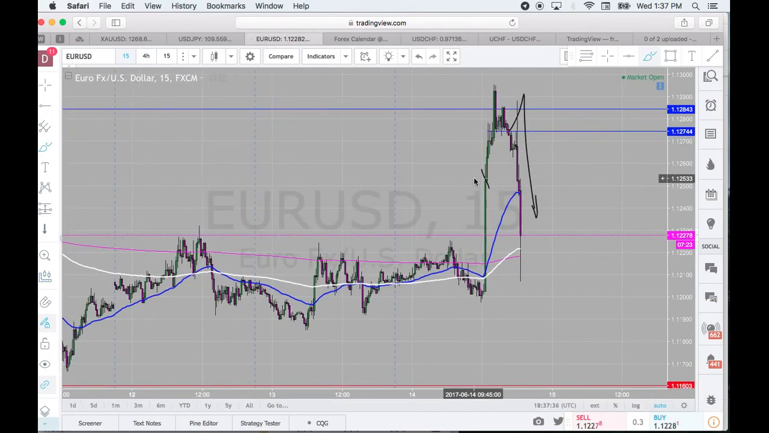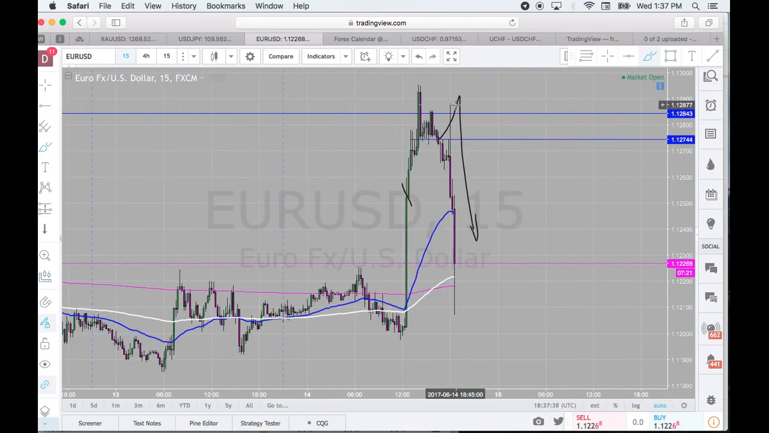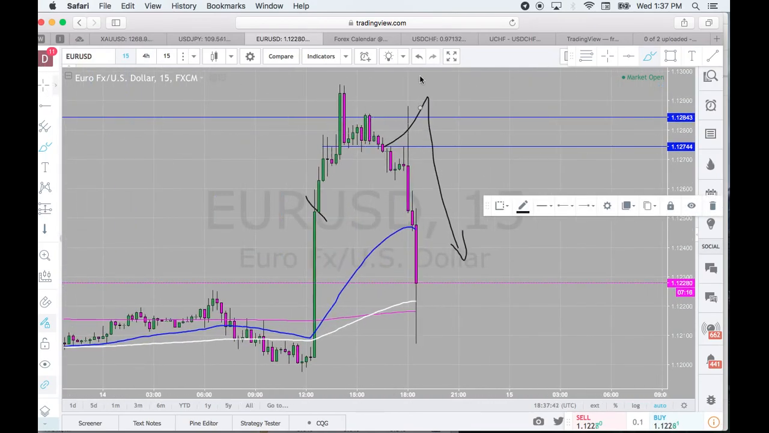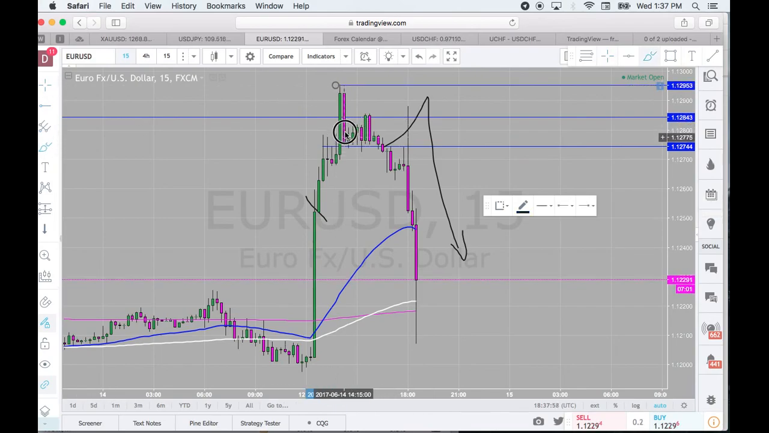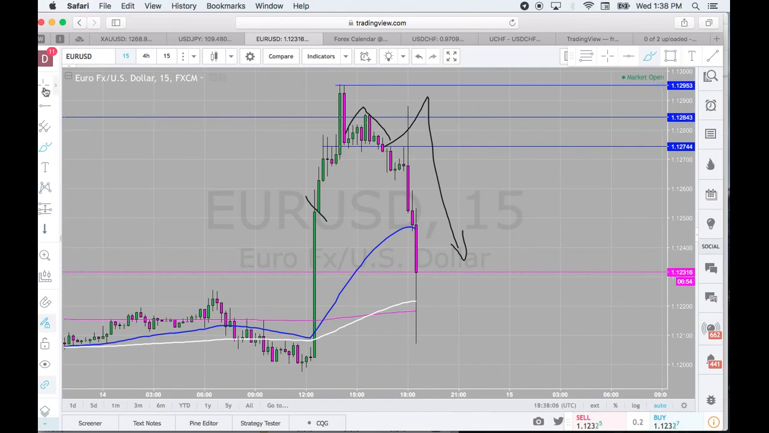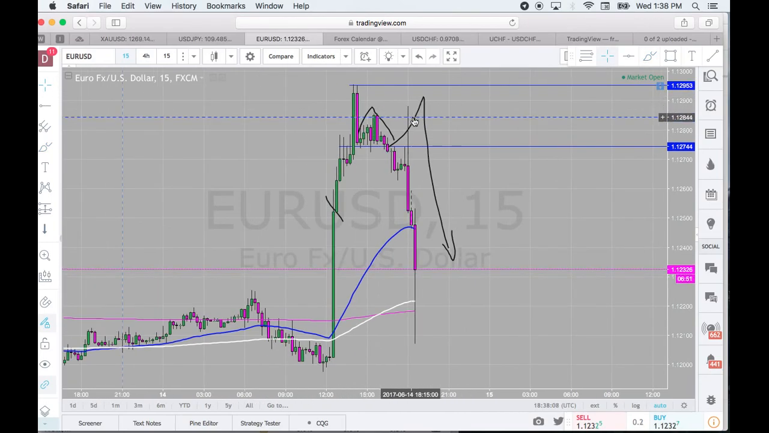What happened on Euro USD? Boom! If we would have literally entered at exactly this second leg, there was the high created here, and then there was that first leg, and then here's that second leg. Boom. Still an instant 70 plus pips.